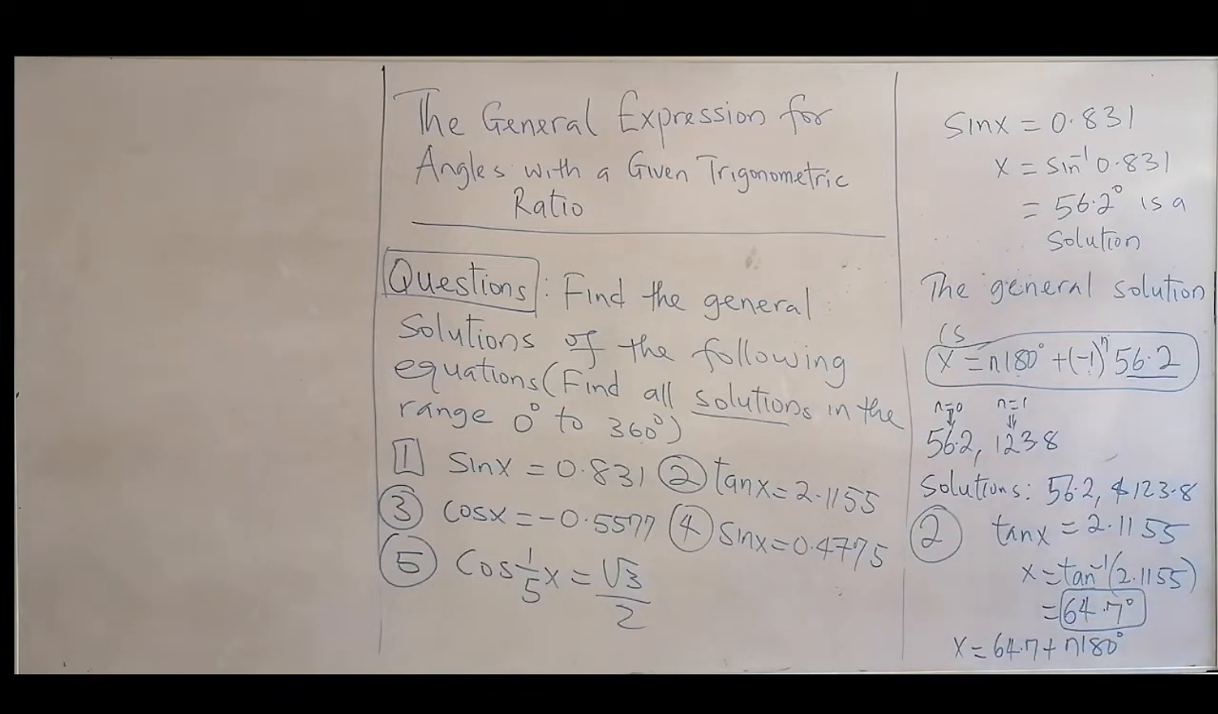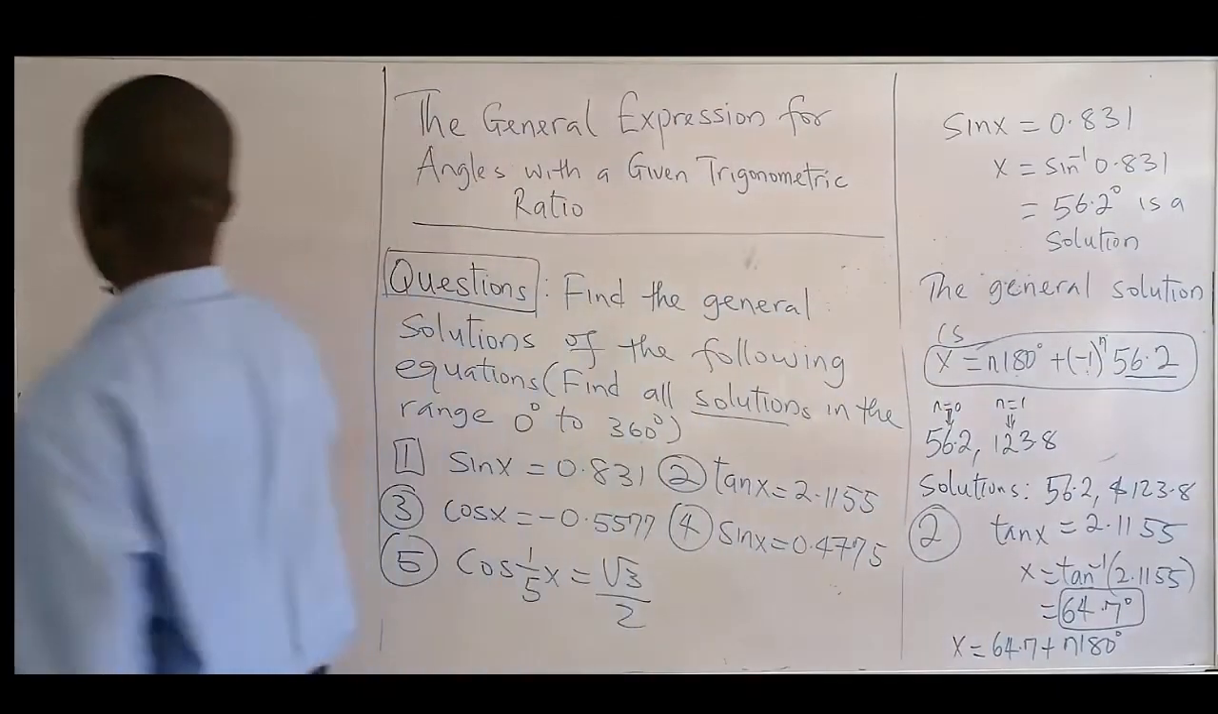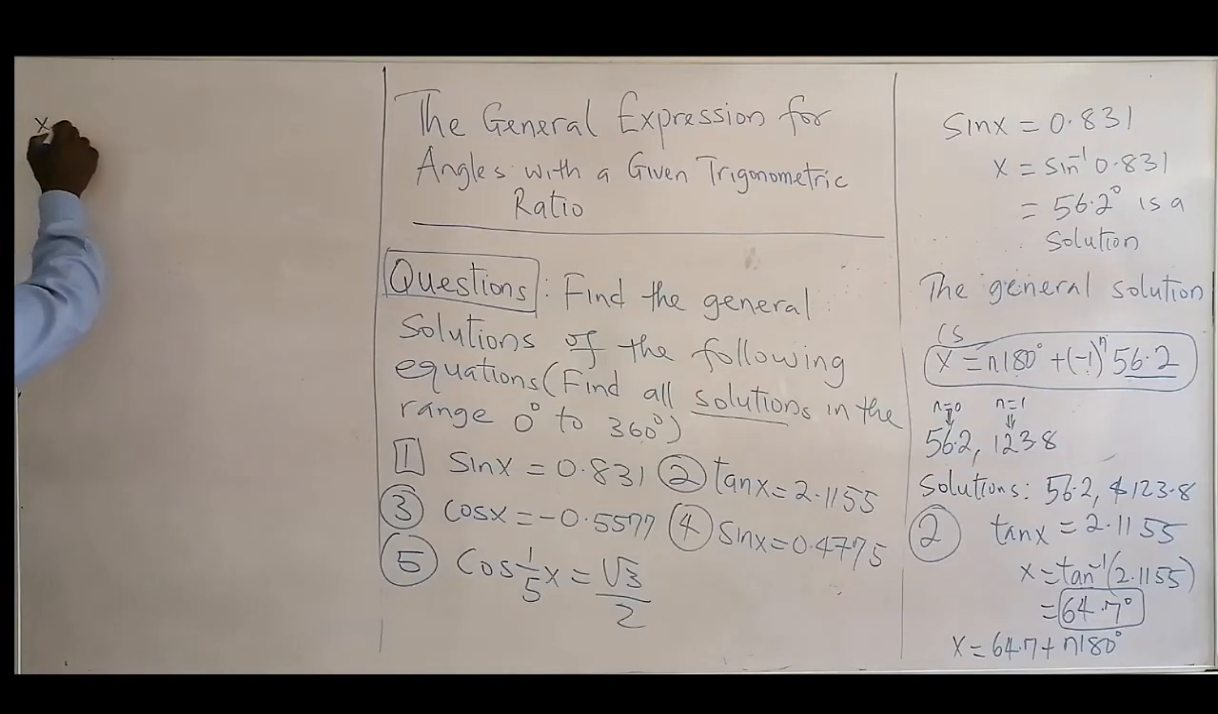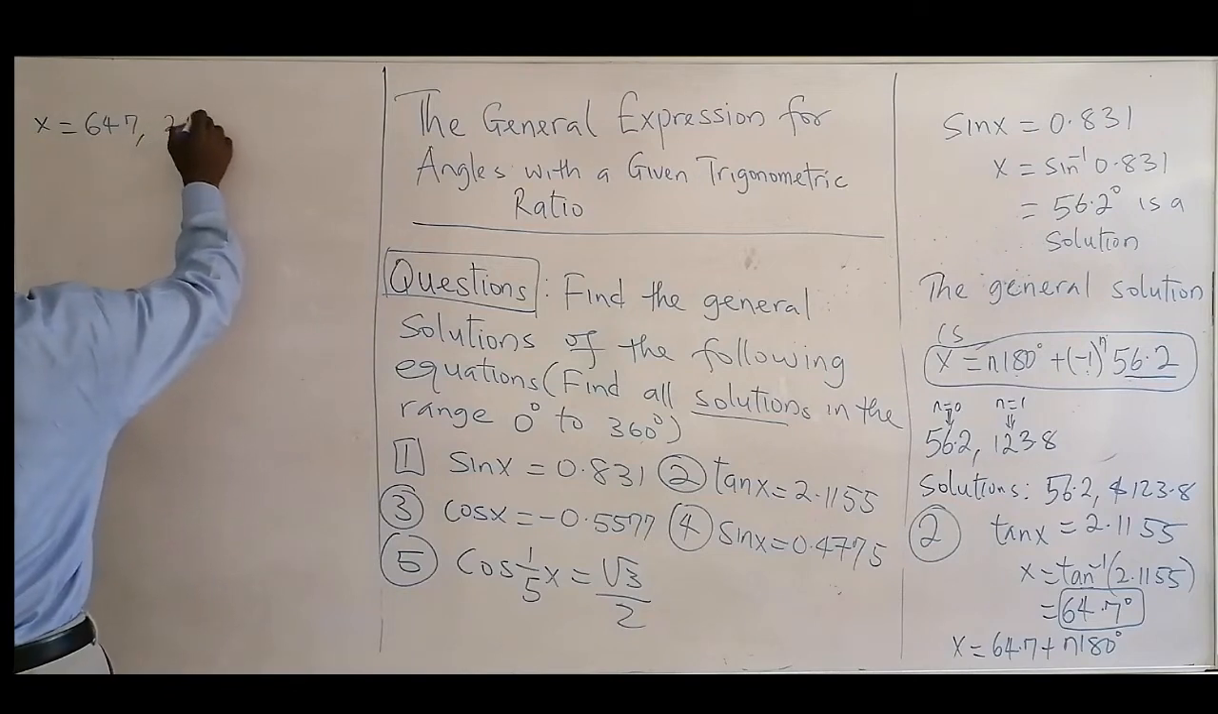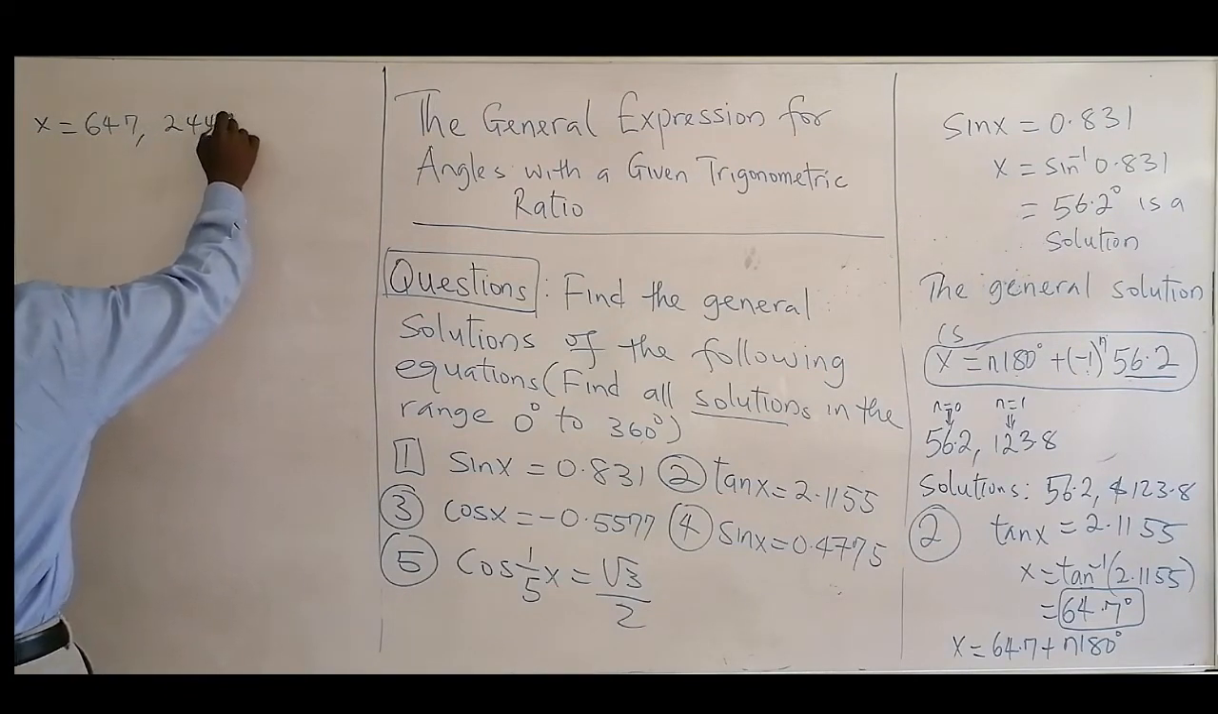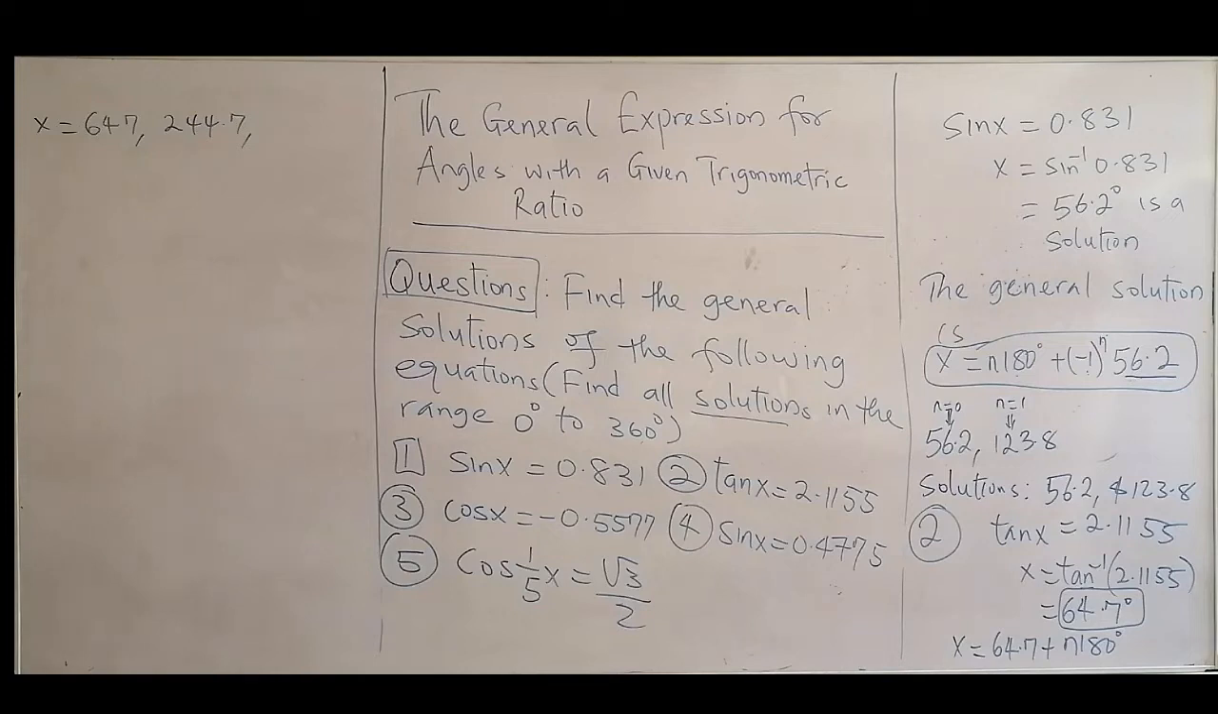Okay, so this value here is just one solution. We need to get the other values. Okay, so let's go on. When n is 0, we have the first value, x equal to 64.7. When n is 1, let's check that. That's 64.7 plus 180, so that will be 244.7. N is 2 will be outside the range.